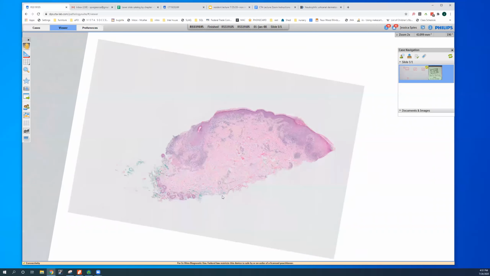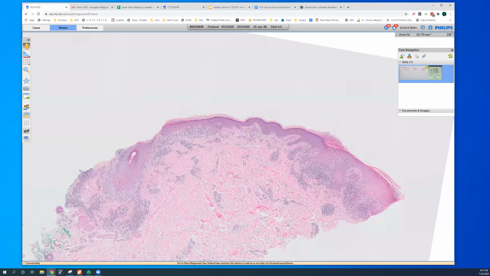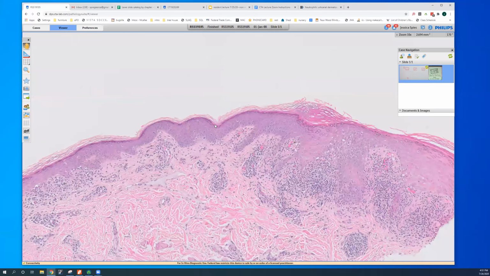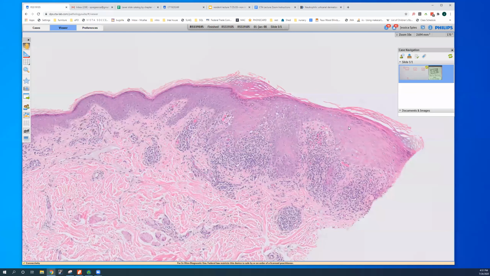Okay. This is actually in our chapter from today that I did not cover. So, normal basket-weave stratum corneum. What's going on here? Can anybody tell me what category we're in? Is it dermatitis? Is it spongiotic? Is it lichenoid? Is it psoriasiform?